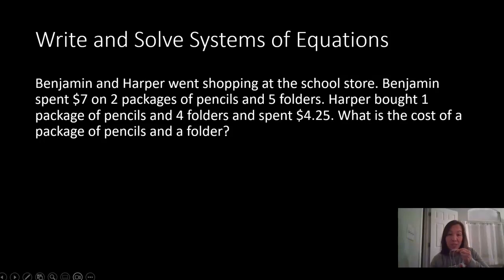On page 363, you'll see this problem. Why don't you guys read this problem while I have a quick snack?